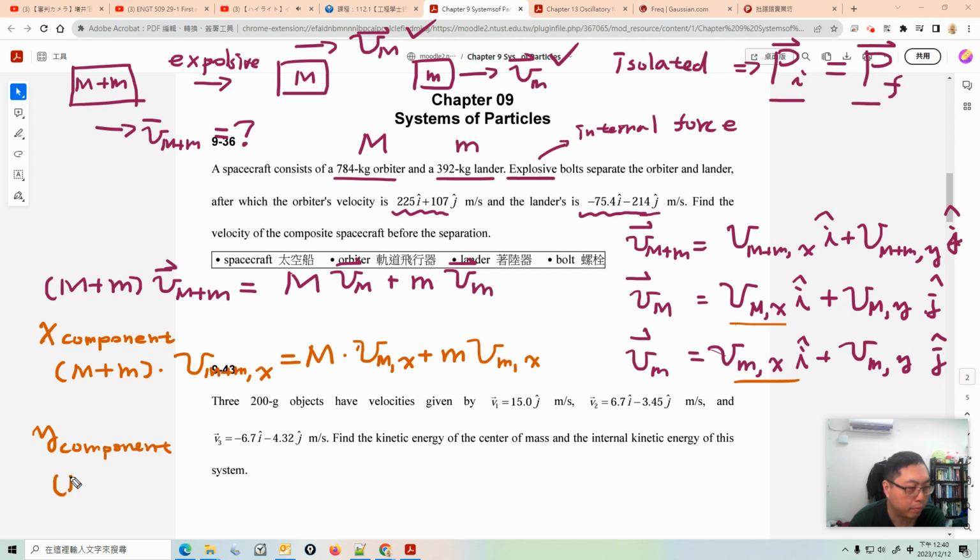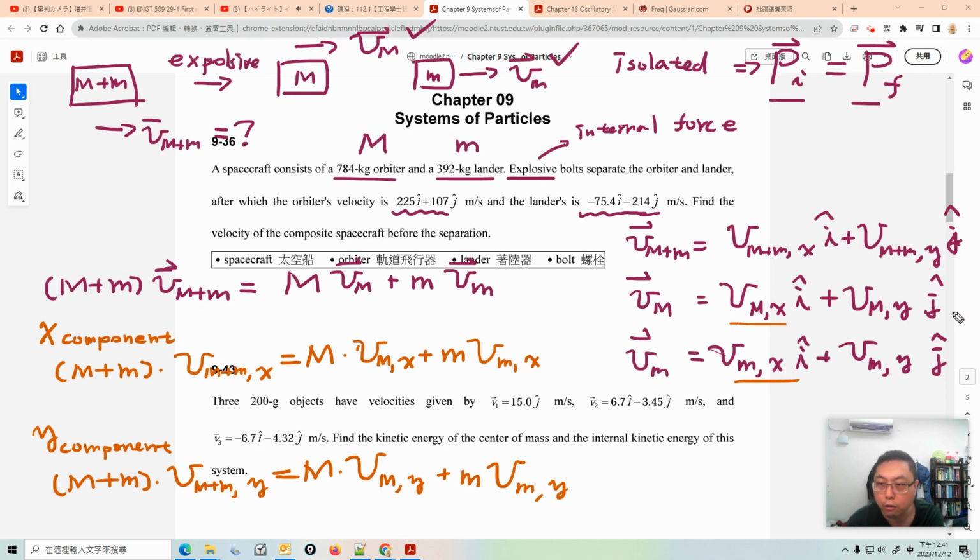The y component of (M plus m) times v equals capital M times v_My plus small m times v_my. Okay, so do we have enough information to solve the problem? I think we have, because M plus m is 784 plus 392. The v of the spacecraft x component, we don't know. That's unknown. And this one is 784 times v_Mx.